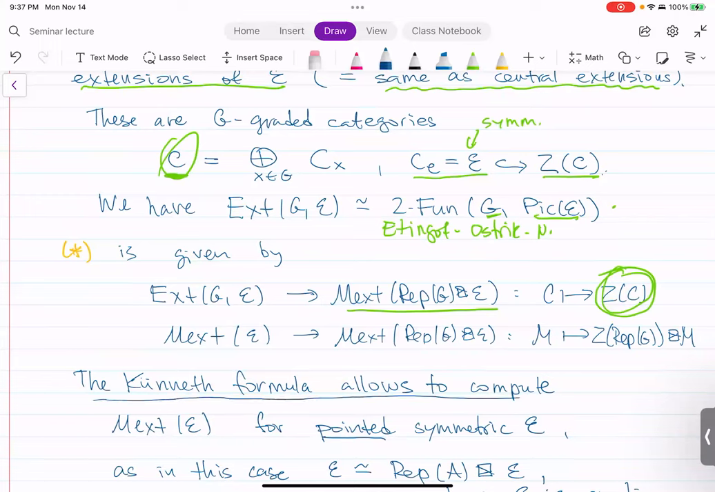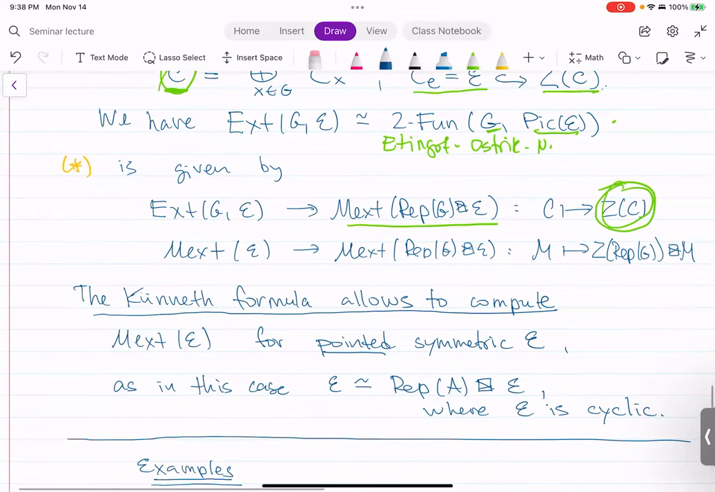What one can do is take a pointed symmetric category E. What it means to be pointed in this setting is that it's going to be representations of A, where A is abelian. So now really this is a problem about linear algebra, right? Because pointed braided categories are just quadratic forms, as we have seen.